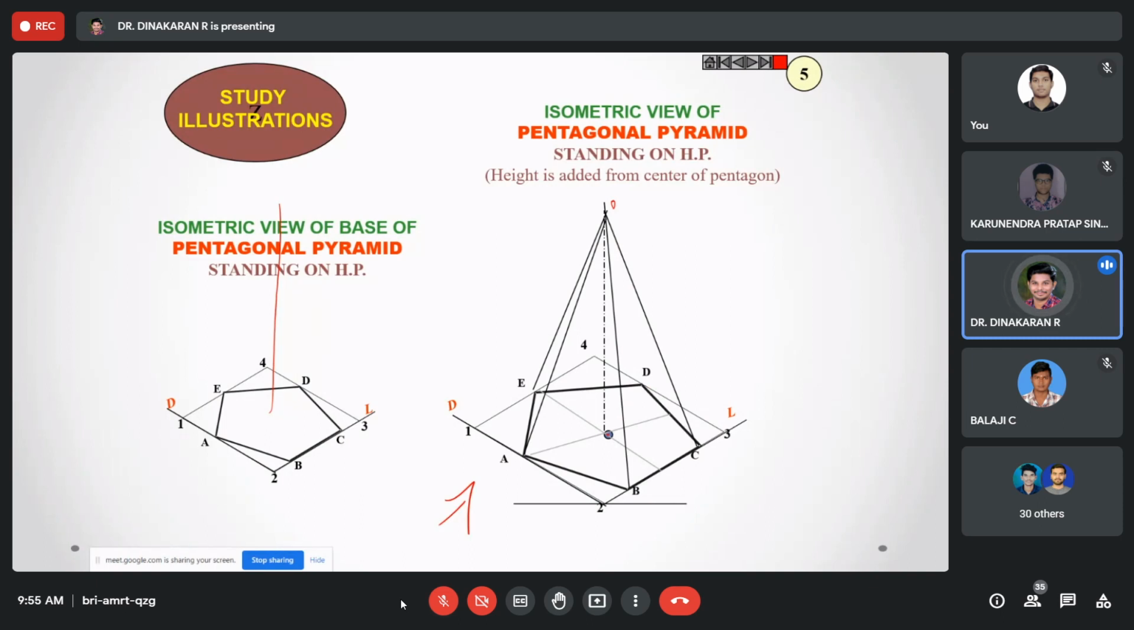So on the back side, based on visibility, why is O to D not connected? Remaining all the slant edges are connected, but O to D is not connected because it's on the back side. In the isometric version, the back side is not visible, so no need to show it as a dashed line.